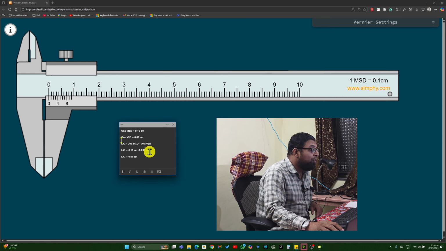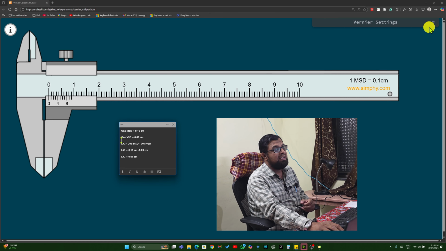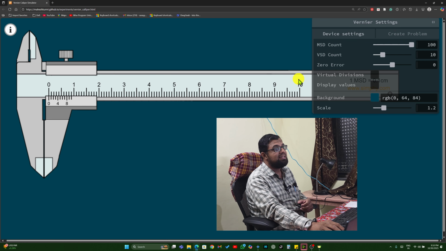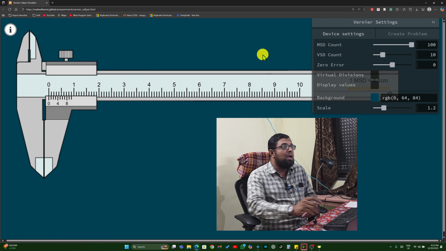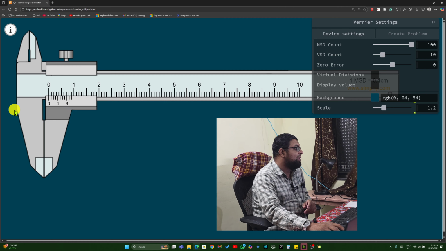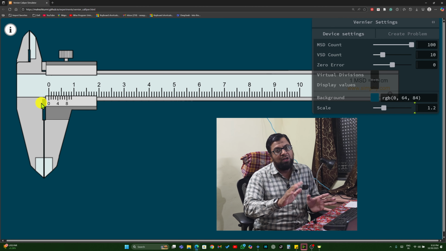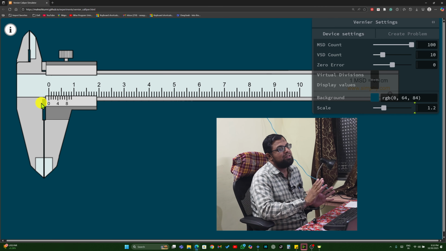Okay. Now the next thing we should be aware of is the zero errors. For understanding this zero error, if this zero error is 0, it means that the Vernier scale 0 and the main scale 0 both are coinciding. So you can see here in this case both the zeros, that means Vernier scale 0 and main scale 0, are coinciding. Therefore there is no zero error. So we don't have to do anything in such a situation.